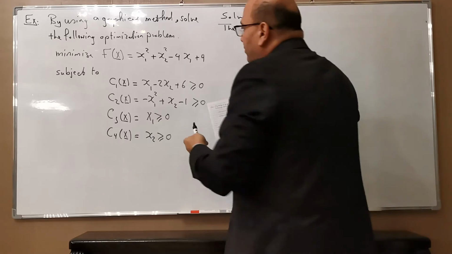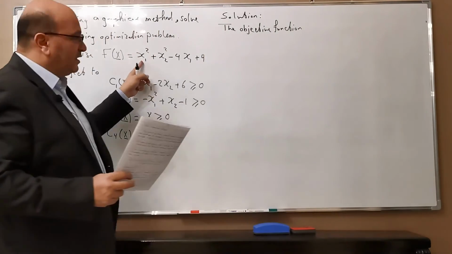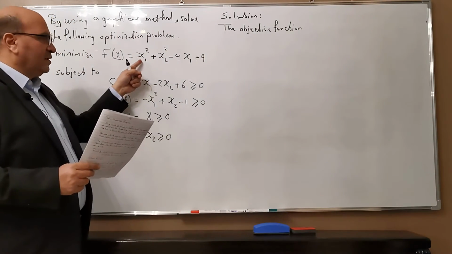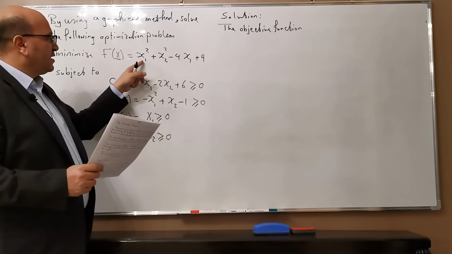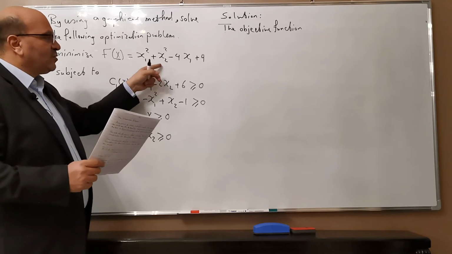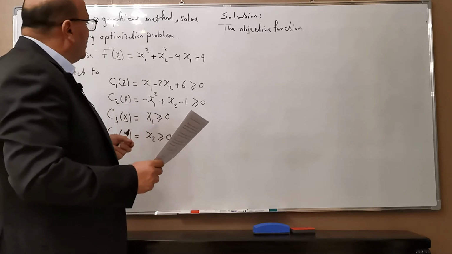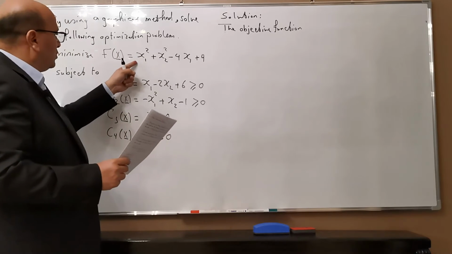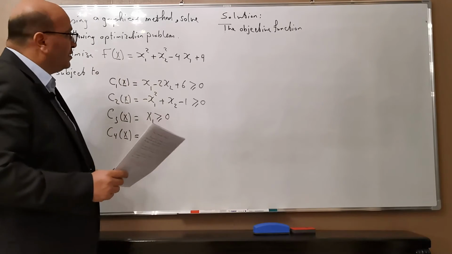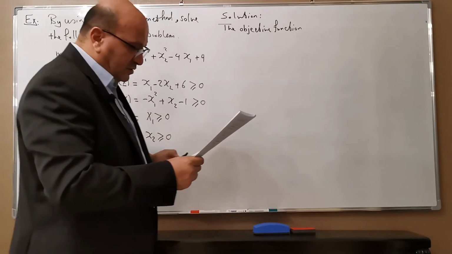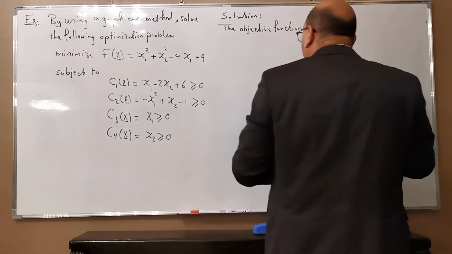Notice here that the problem is in the second Euclidean space, R to the power 2, which means that you have two variables, x1 and x2. So we can look at the two-dimensional contours of the objective function. The contour can be done in the following manner.